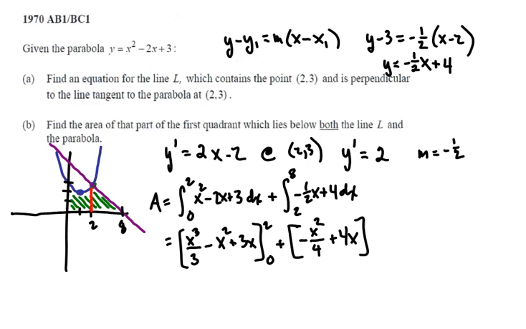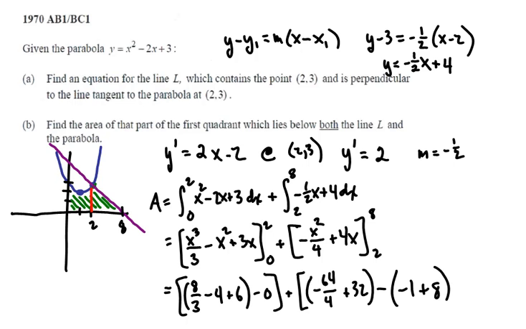So substituting, we get 8/3 minus 4 plus 6 minus 0, plus negative 64 over 4 plus 32 minus the quantity negative 1 plus 8. I won't go through all that work, but that comes out to be 41 over 3.